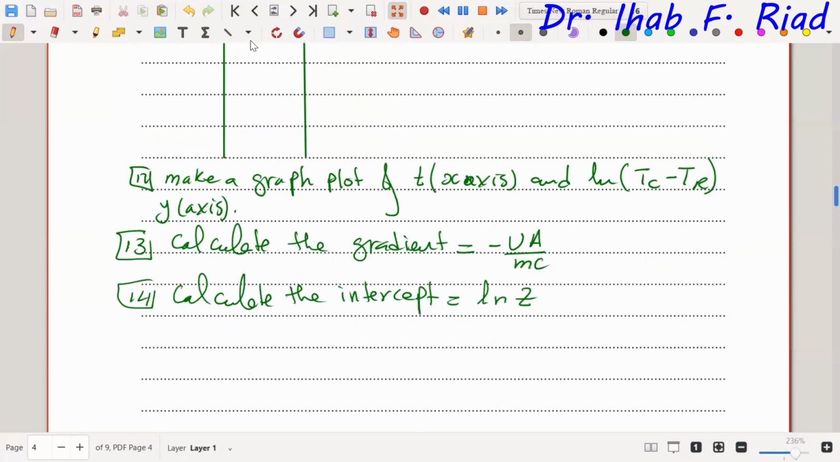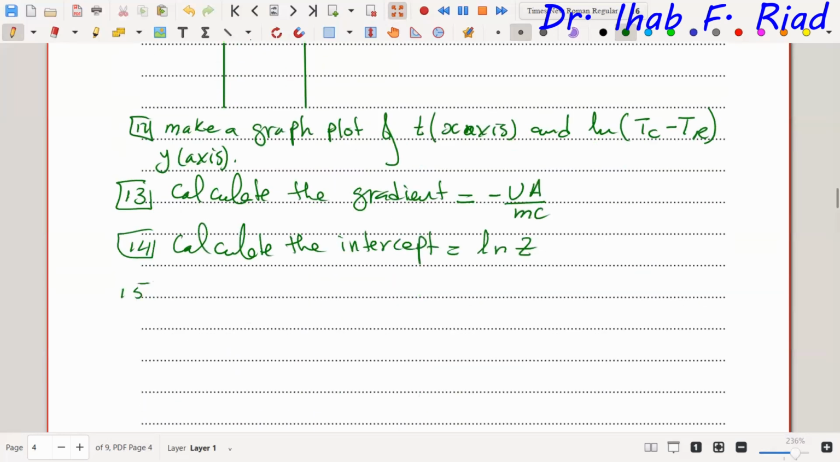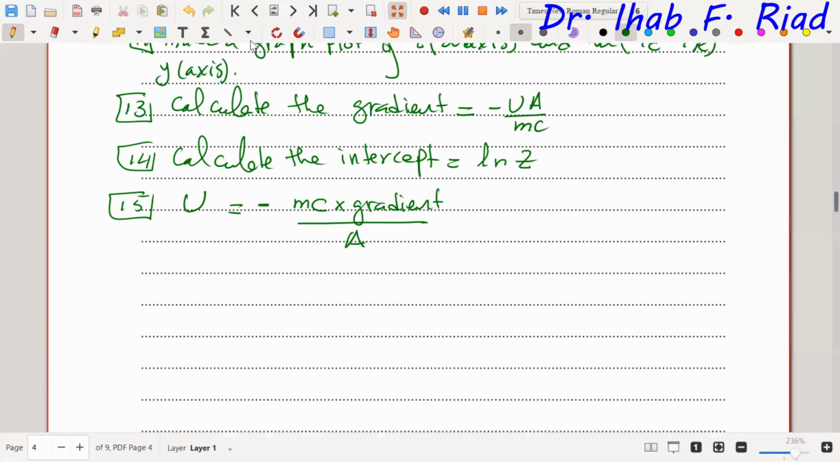Okay. So what is U? MC multiply gradient. Minus MC multiply gradient over A. Good. What about Z? Intercept over ln. No.